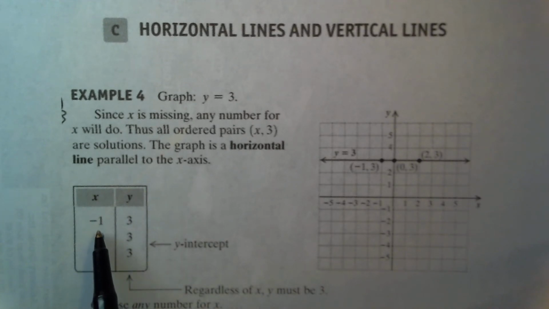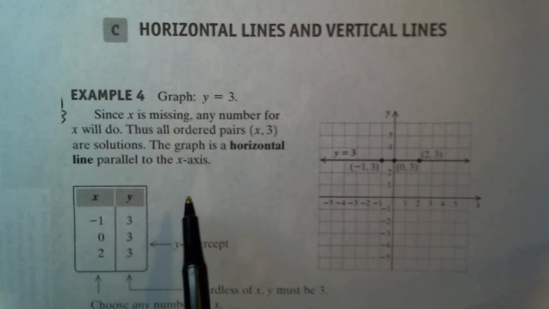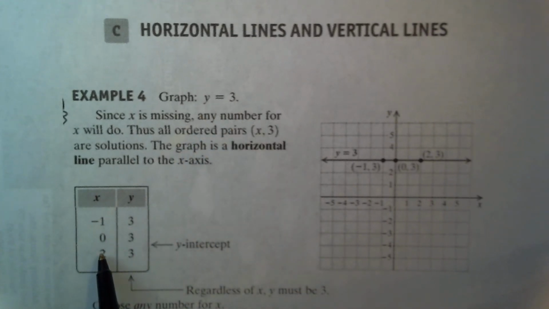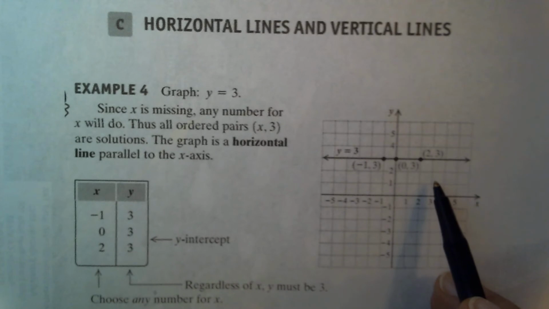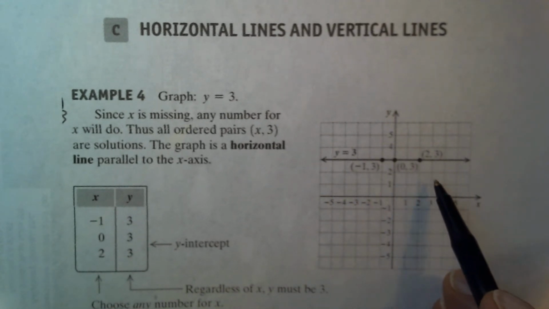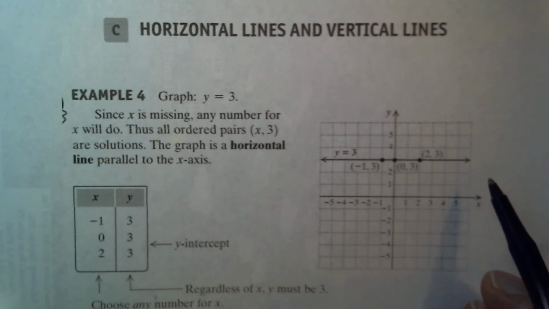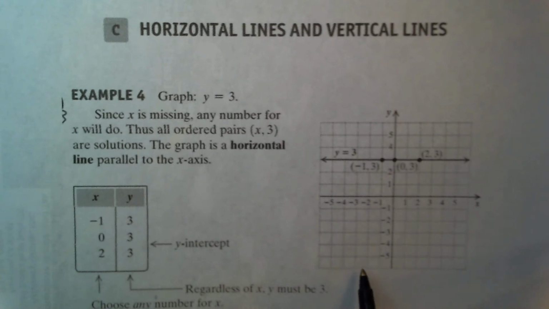For example, if we choose x equals minus 1, y equals 3. It doesn't matter what x is, y is always equal to 3. So x is 0, y is equal to 3. If x is equal to 2, y is equal to 3. If x were equal to 100, y is equal to 3. So we plot these points and draw a line through them, and then we have our graph of y equals 3. It's a very simple thing to do.